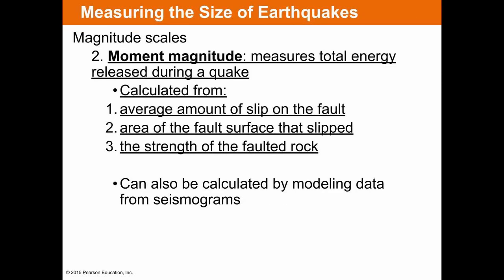Aside from Richter scales, we can also talk moment magnitude. This is a measure of the total energy released during an earthquake. You calculate this from the average amount of slip on the fault, the area of the fault surface that slipped, and the strength of the faulted rock. Using these 3 data points, you can figure out the moment magnitude of whatever seismic event happened.